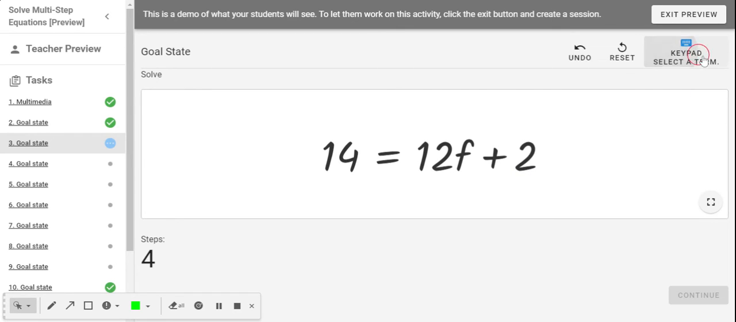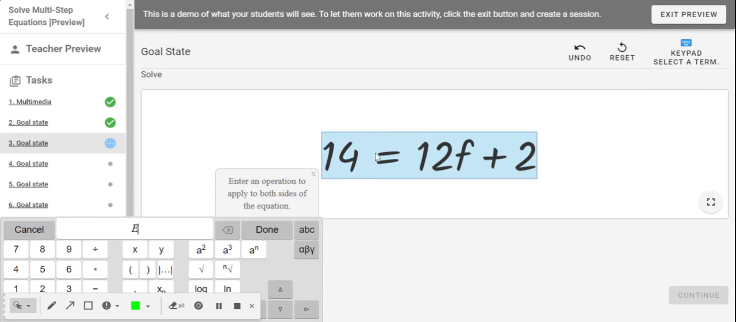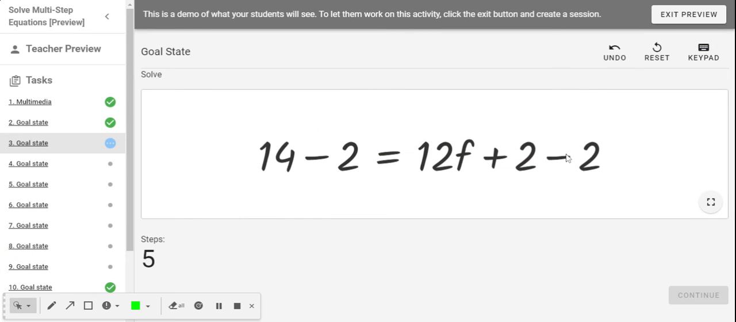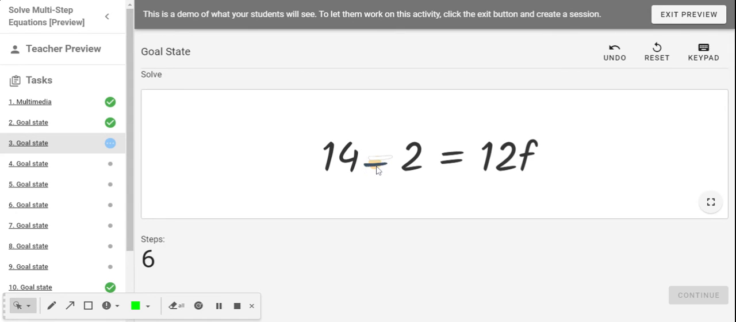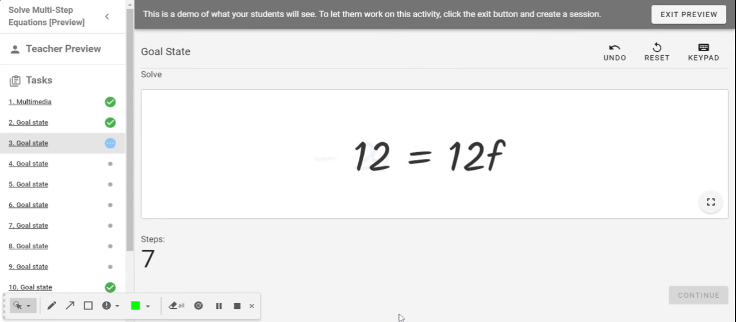So click the keypad, click the equation. Let's zero out the positive 2 by subtracting 2. We'll create our zero pairs. Subtract 2 from 12. So we have 12 equals 12f. Now, mentally, that's a quick one to do, so the answer is 1.